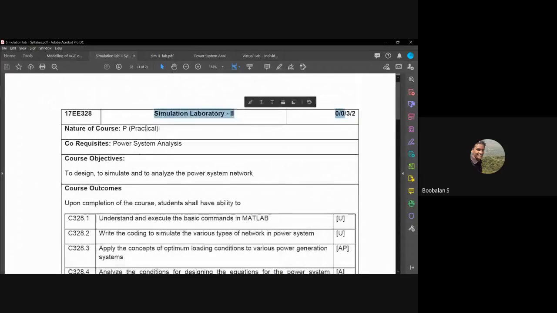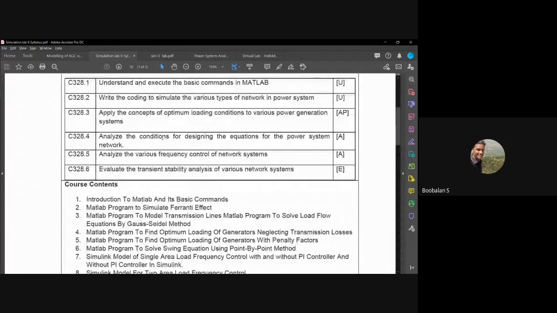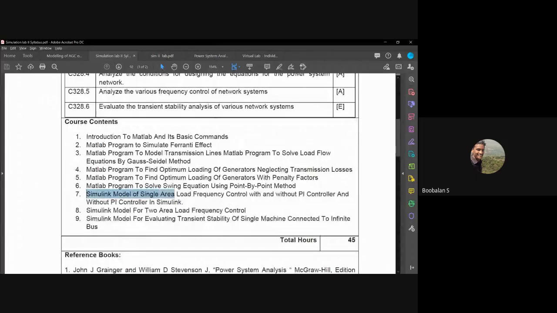I'll show you the manual, I'll show you the syllabus. So the 7th experiment is the Simulink model for single area frequency control with and without PID controller. Yesterday we have seen this one. And today the 8th experiment is the Simulink model for 2 area load frequency control.